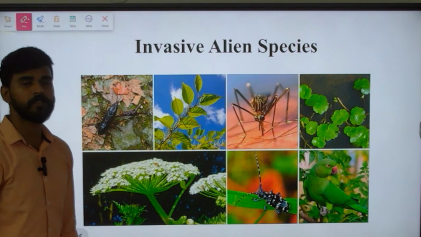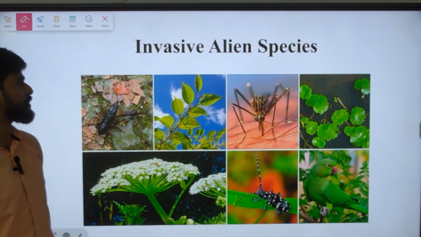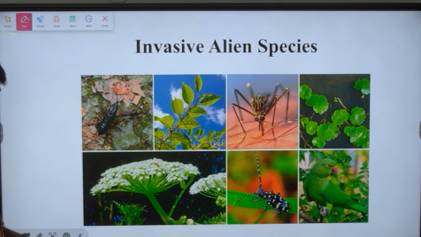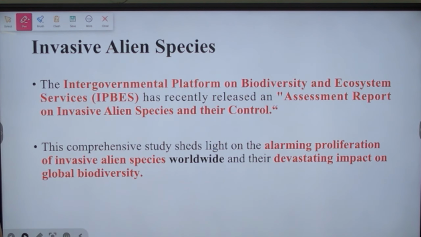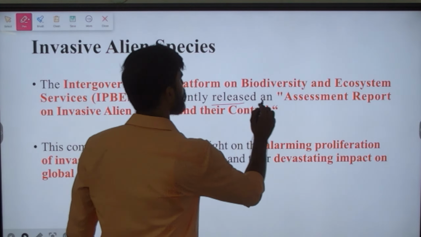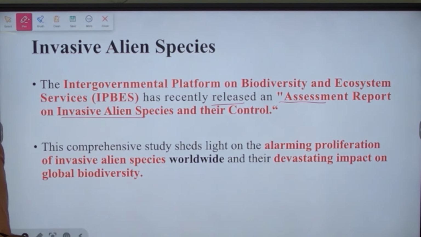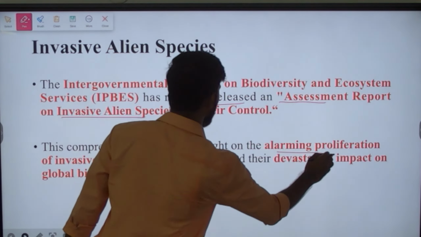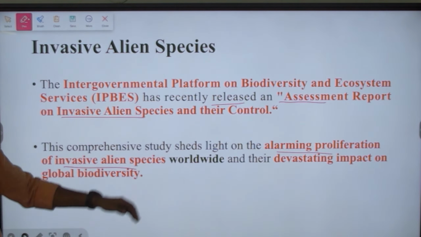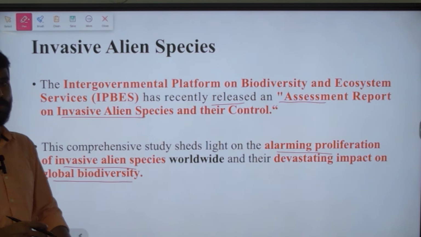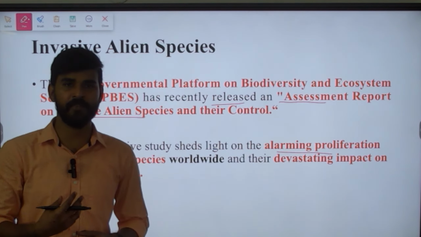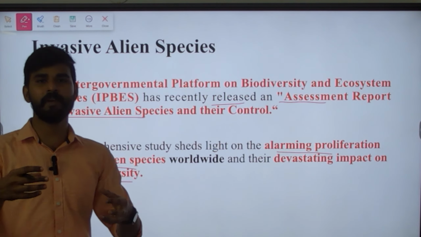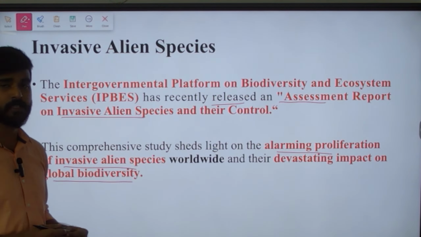Next, the next topic for the day is invasive alien species. Why is it in the news? Let us get into the details. The Intergovernmental Platform on Biodiversity and Ecosystem Services has recently released a report called Assessment Report on Invasive Alien Species and Their Control. So what is this report highlighting? It sheds light on the alarming proliferation of invasive alien species worldwide and their devastating impact on global biodiversity. So how are alien species going to affect global biodiversity, and how are they spreading in a rapid manner? That is what is being highlighted by this particular report.